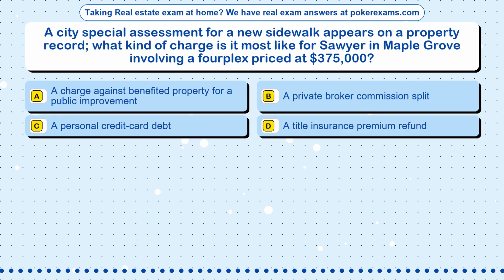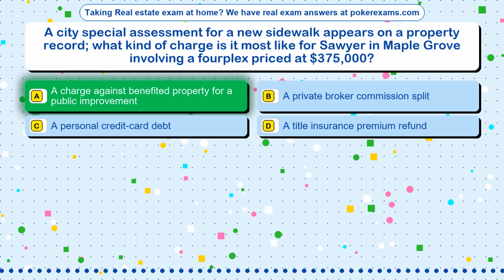Question 85. A city special assessment for a new sidewalk appears on a property record. What kind of charge is it most like for Sawyer in Maple Grove involving a fourplex priced at $375,000? Option A. A charge against benefited property for a public improvement. Option B. A private broker commission split. Option C. A personal credit card debt. Option D. A title insurance premium refund.